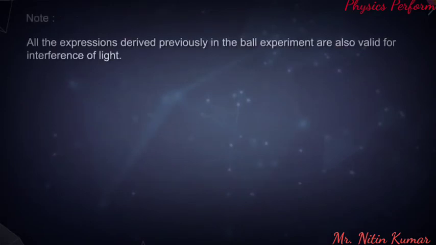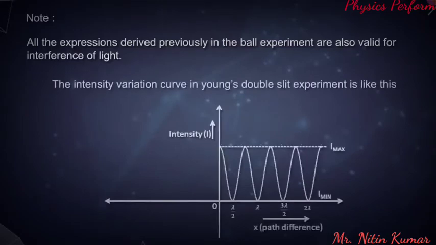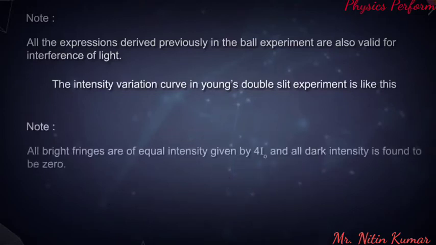Note that all the expressions derived previously in the ball experiment are also valid for interference of light. The intensity variation curve in Young's double slit experiment is like this. Note that all bright fringes are of equal intensity given by 4I0 and all dark fringes intensity is found to be 0.